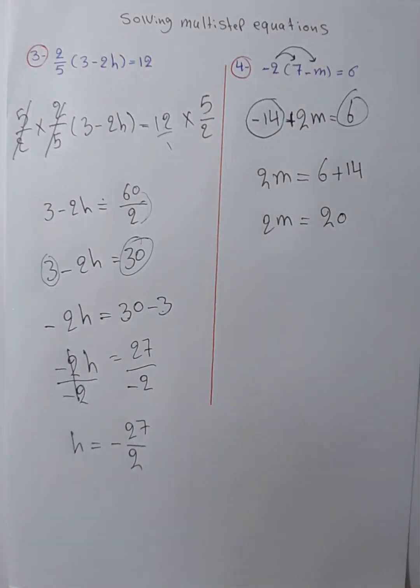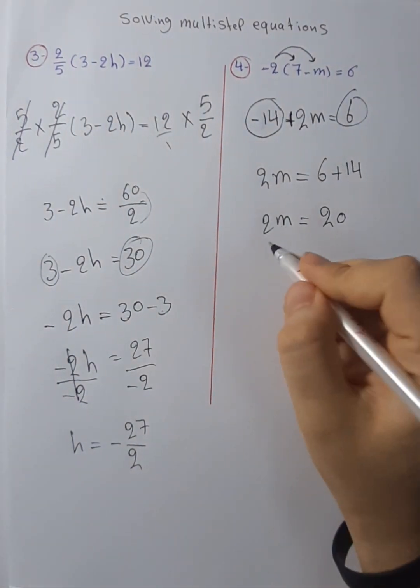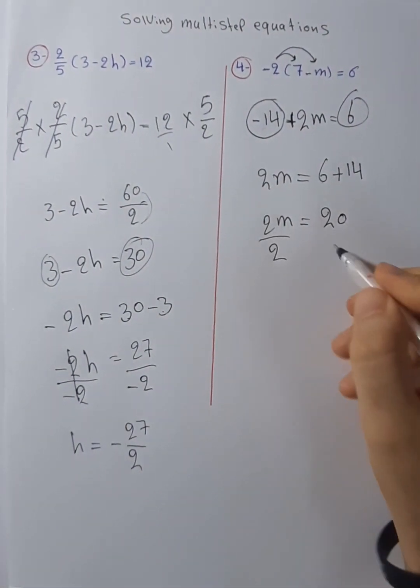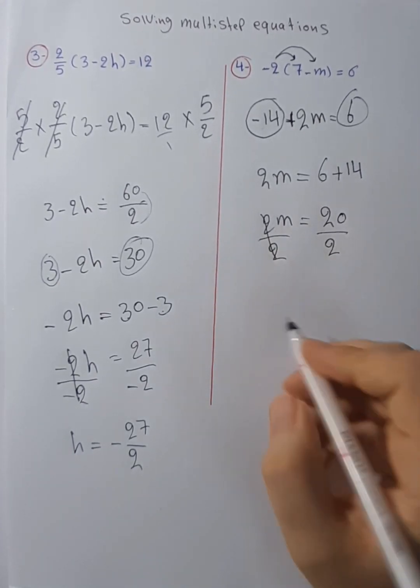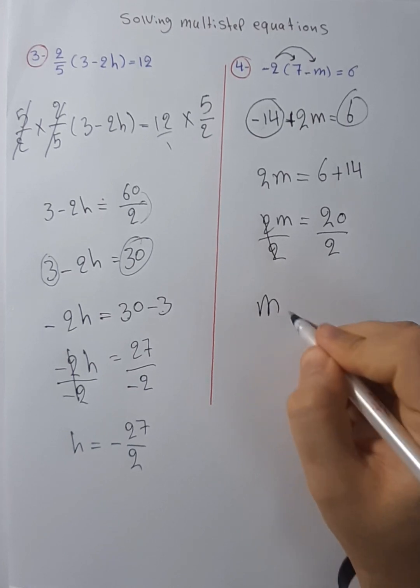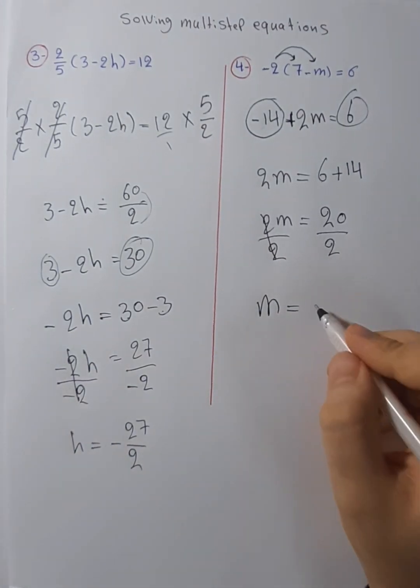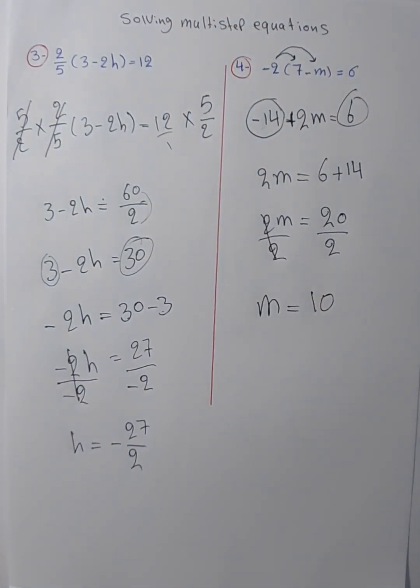After that, we have to divide both sides by 2. 2m divided by 2 and 20 divided by 2. These two 2's are reduced. m stays equal to 20 divided by 2 equal to 10. So the value of m is 10.